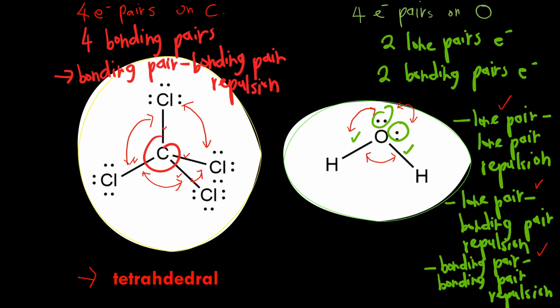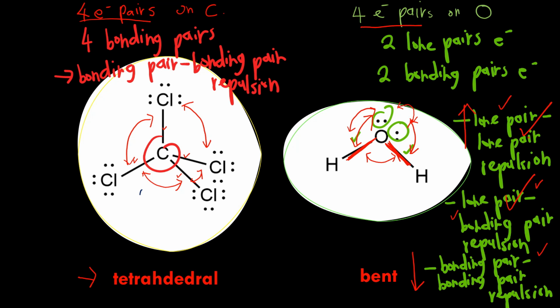So here, although oxygen has 4 electron pairs, the same as carbon in CCl4, the presence of lone pairs on oxygen will cause those lone pairs to repel between them even greater. And this will cause the two bonding pairs, that is the OH covalent bonds, to be pushed inwards and closer to each other. And that will give the different geometry for water molecules, that is bent shape.